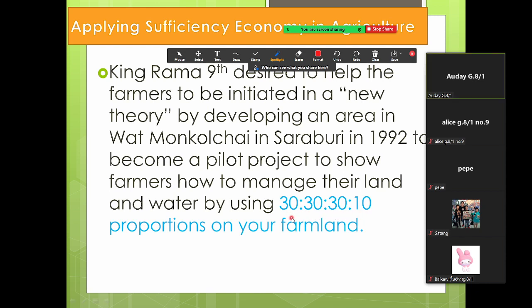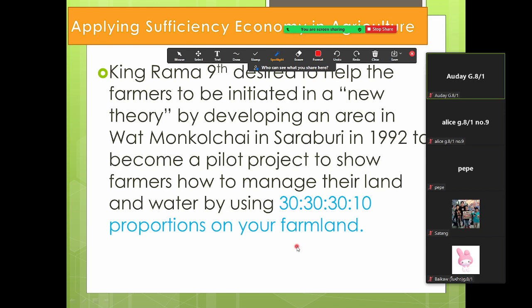30, 30, 30, and 10, which equals 100, right? This is how they should divide their farmland. Dig a pond in 30% of the land, plant rice in 30%, and 30% in other plants and trees, and also raise farm animals in the 10% of the area. You can also include your house in the 10%.